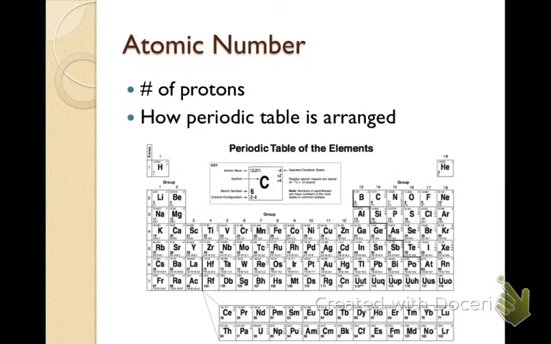So atomic number is the number of protons in an atom, and the periodic table is arranged by the atomic number. So essentially, the periodic table is arranged by the number of protons. So we can't change the atomic number without changing the element itself, and we'll talk about this when we deal a little bit more with nuclear chemistry. But if we take a look at number 2, that is going to be helium. If we changed it from number 2 to number 1, it would end up being hydrogen.